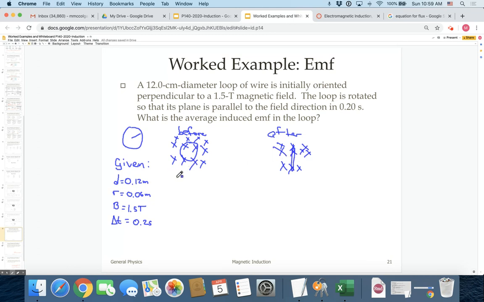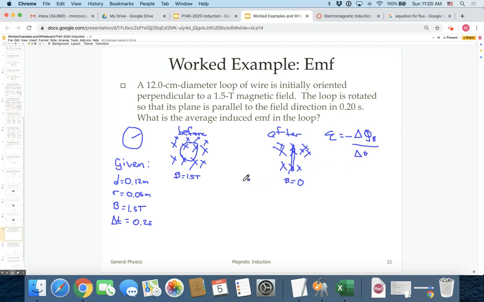So here I'm going to say my B field, or my flux, that's going through is 1.5 Tesla. But the B that's going through here is 0 because no flux can make it through because of the way we have this turned. So when I want to use my equation, my equation is EMF is equal to a negative change in the flux over the change in the time.